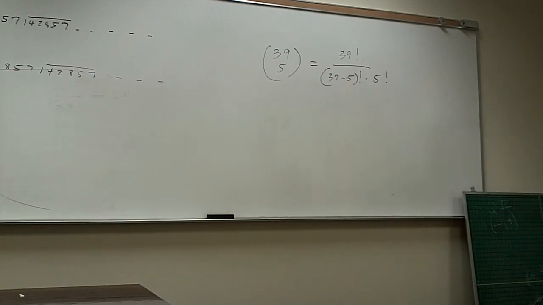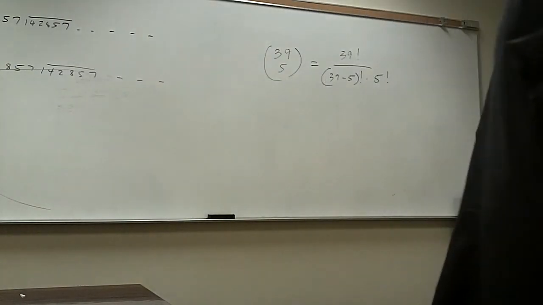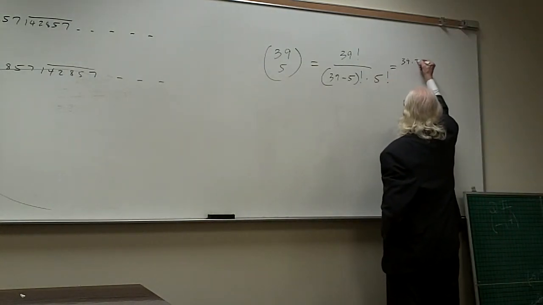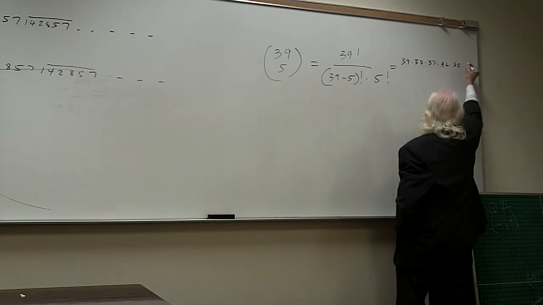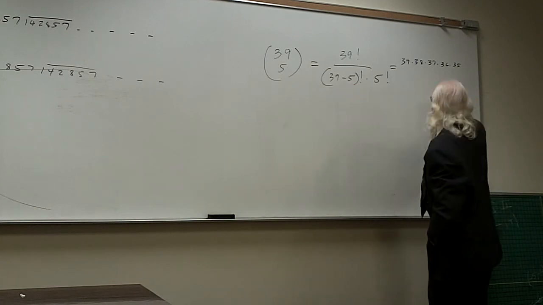Calculate that. That doesn't mean 39. That means 39 factorial. What is 5 factorial? It is what you get when you multiply 5 times 4 times 3 times 2 times 1. So this becomes 39 times 38 times 37 times 36 times 35 over 5 factorial. How much is 39 minus 5? 34.